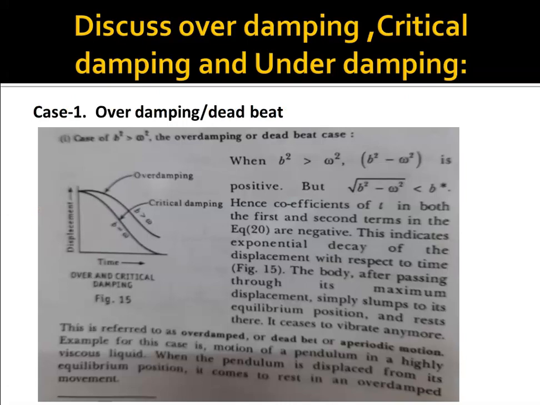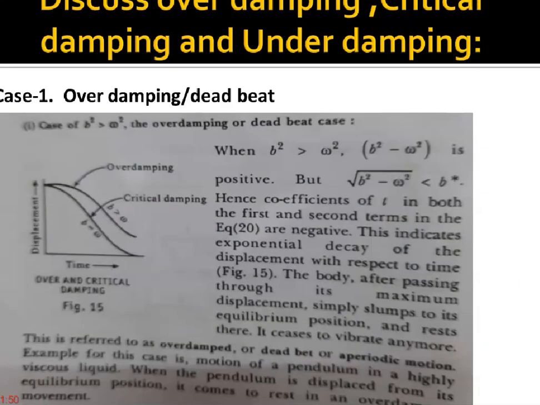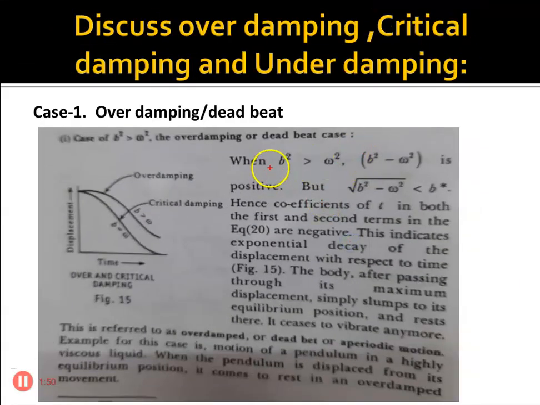The overdamping condition is that b square is greater than omega square. So if b square is greater than omega square, then the square root of b square minus omega square is less than b. So what happens here? The resistive force is very high, that is, b square minus omega square is very small. So that means the object immediately reaches the rest position. It is not reaching the equilibrium position.